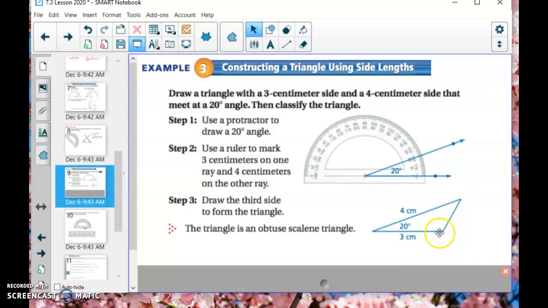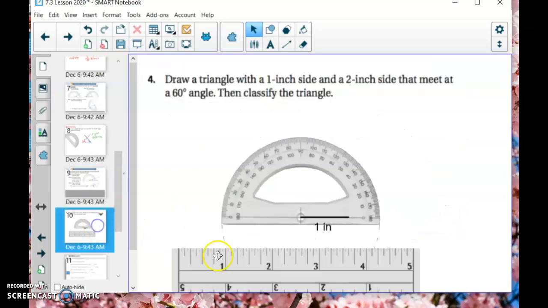And then to classify this, it would obviously be obtuse, and all three of those sides would be different measures, so it would be scalene.